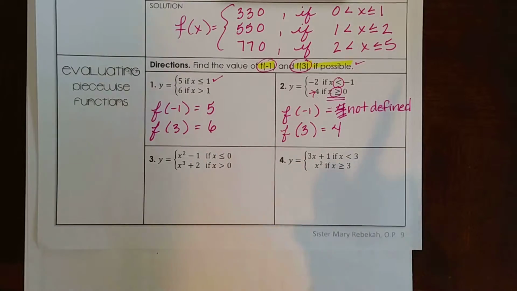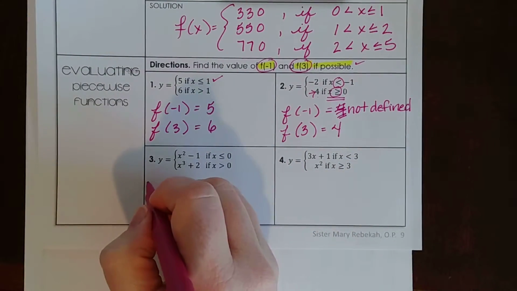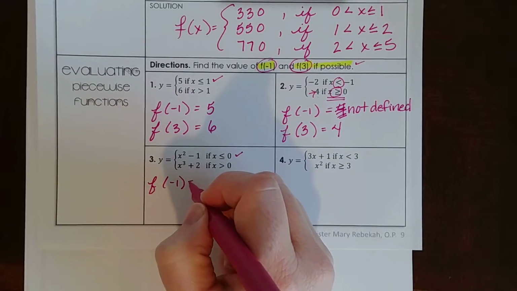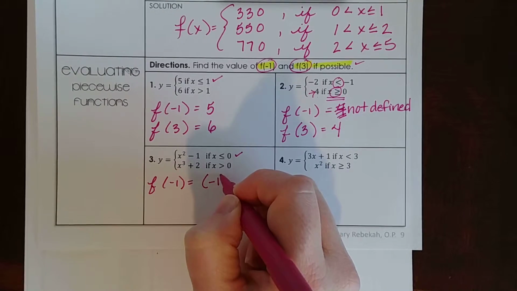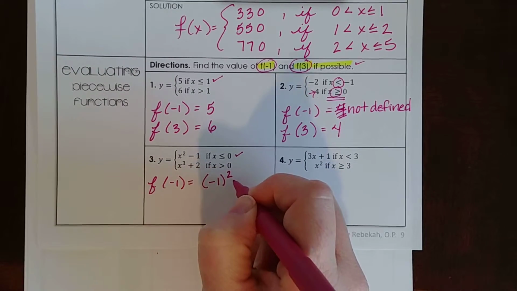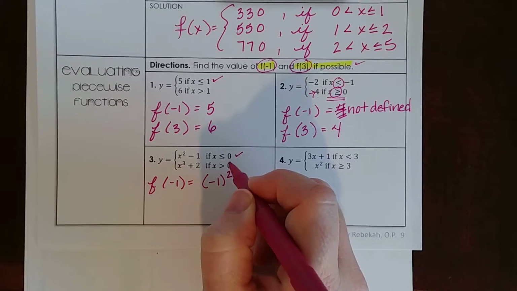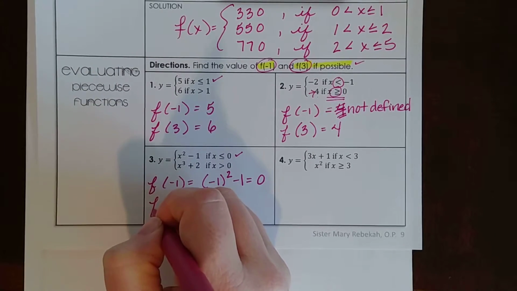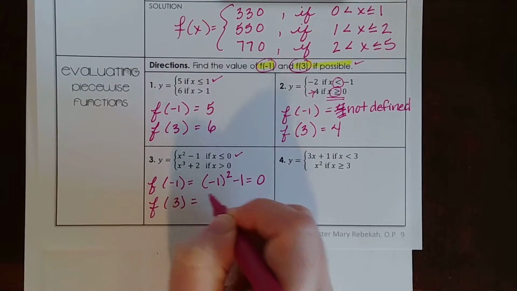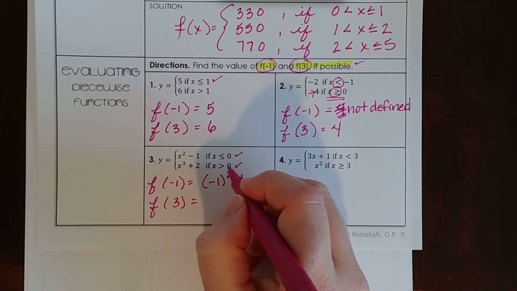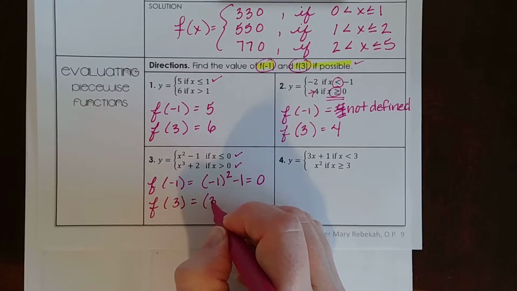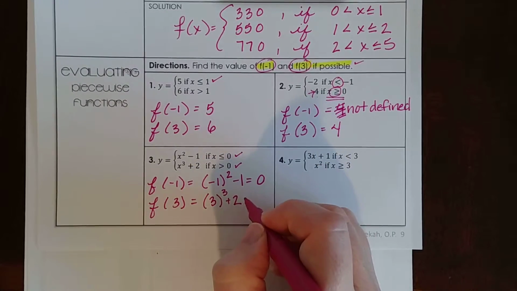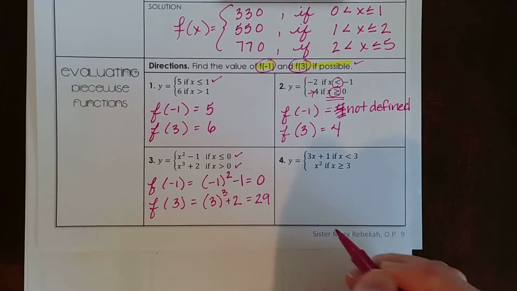All right. For number 3, f of -1, okay, -1 falls in the first part of this domain, so we're going to plug in -1 for x. -1 squared is 1, 1 minus 1 is 0, so f of -1 is 0. However, in the second part, f of 3, we're going to use the second half because x is greater than or equal to 0 here, so I plug in 3 into x cubed plus 2. X cubed is 27 plus 2 is 29.